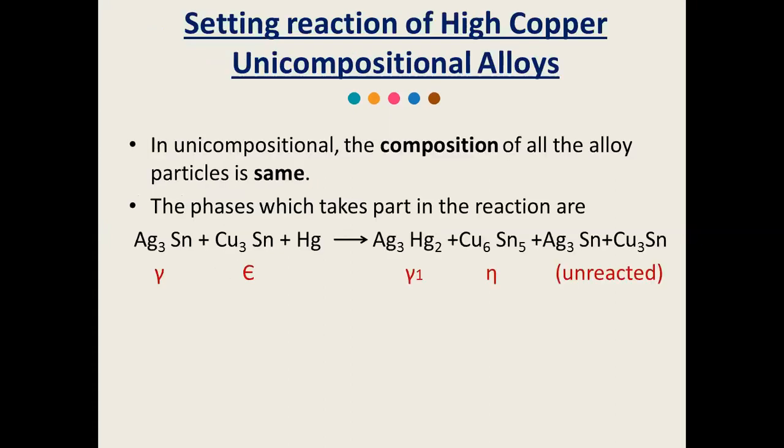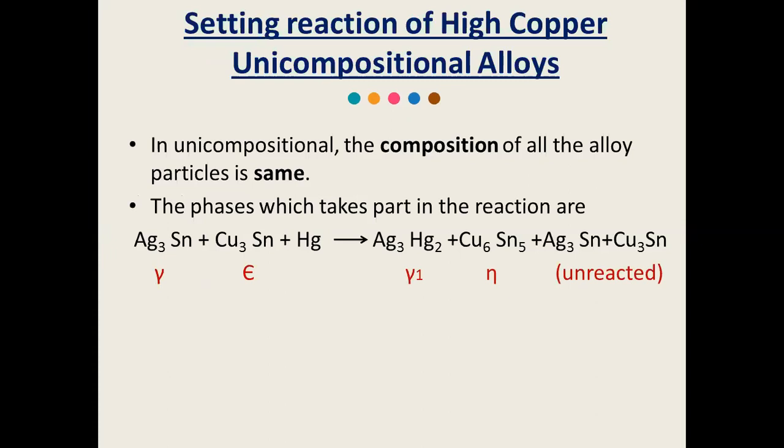Now, as I said, as compared to admixed alloy, each particle of single composition alloy powder has the same chemical composition. Every particle has all the phases. It includes the beta phase, gamma phase, epsilon phase. Some manufacturers also add the eta phase. Now, epsilon phase is added to provide the additional copper.